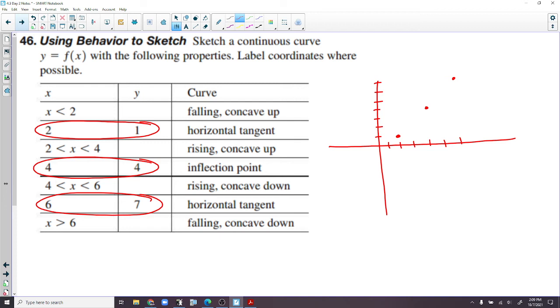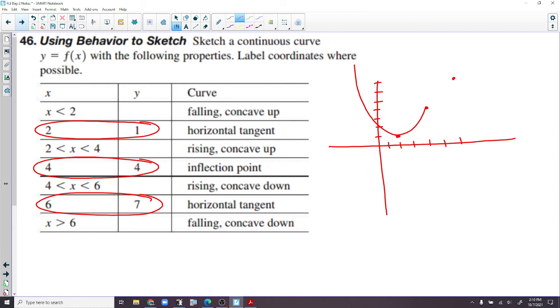All of yours are going to be slightly different, but here's what it should look like. Concave up and falling. Boom, like that. Just make sure it looks concave up, just don't draw a straight line. Have a little curve to it, and decreasing. From 2 to 4, now it's going to go up and concave, still concave up. So up and concave up, like that.